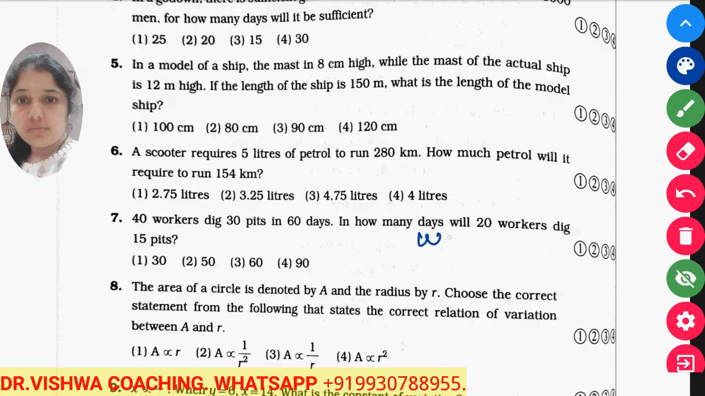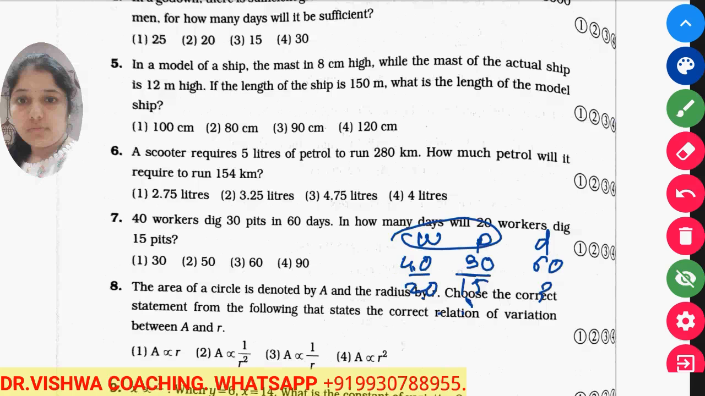Now see, workers dig pits and days. Okay. Now see, 40 workers, 30 pits, 60 days, 20 workers, 15 pits, how many days? Now you can see 40 and 30 are directly proportional to each other, because if the number of workers reduces, the number of pits also reduces.